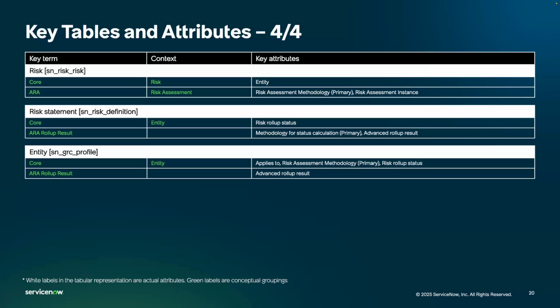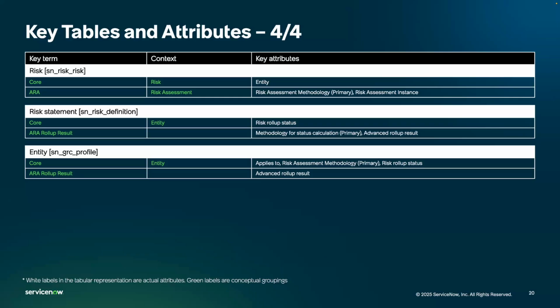Risk statements are where your risk hierarchy lives. Child statements roll up to the parent risk statements, ultimately reaching enterprise risk categories. Table 3, entity. This is your organizational structure. Applications, processes, departments, business units. Core context includes applies to for the underlying record reference.